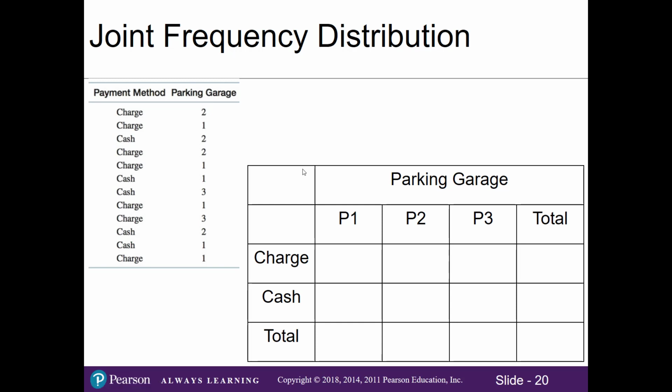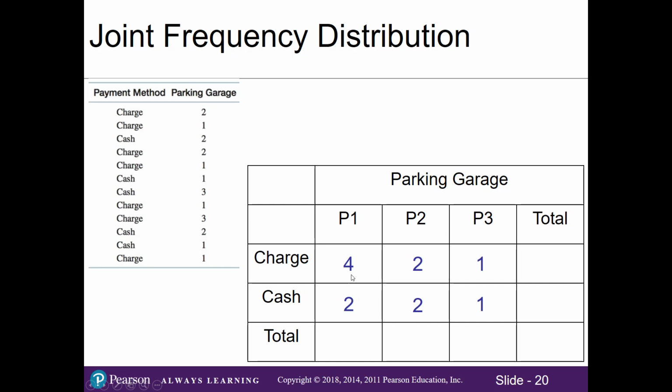I'm going to count how many people in parking garage 1 charged their credit cards. We can see we've got 1, 2, 3, 4 people that parked in parking garage 1 and charged it. Then we'll take a look at how many people in parking garage 1 paid with cash. We'll look through until we see 1, 2. And then let's look at parking garage 2. How many people charged? 1, 2. And how many people paid with cash? 2. Then we'll do the same for parking garage 3. We have 1 cash and 1 charge.